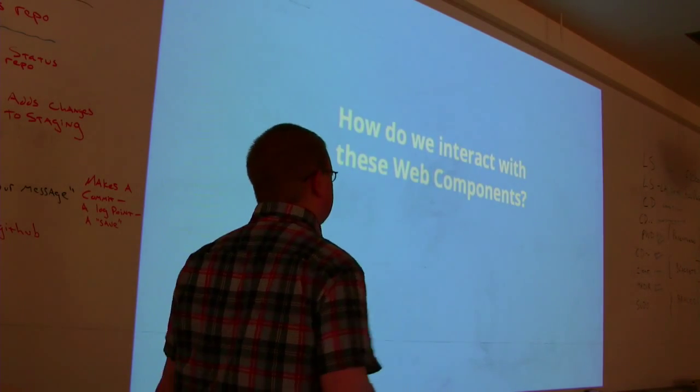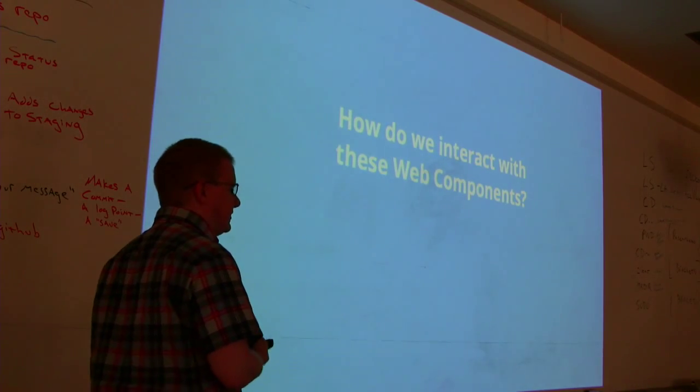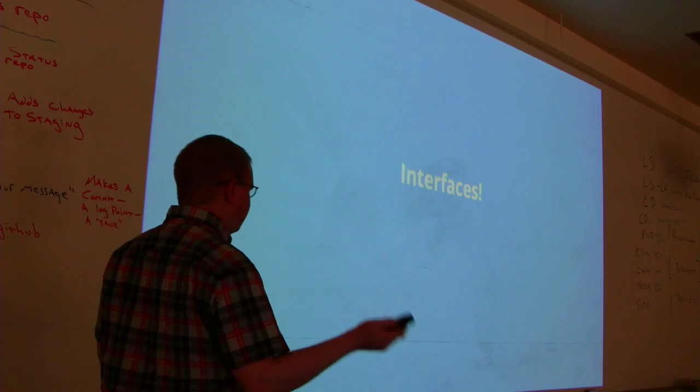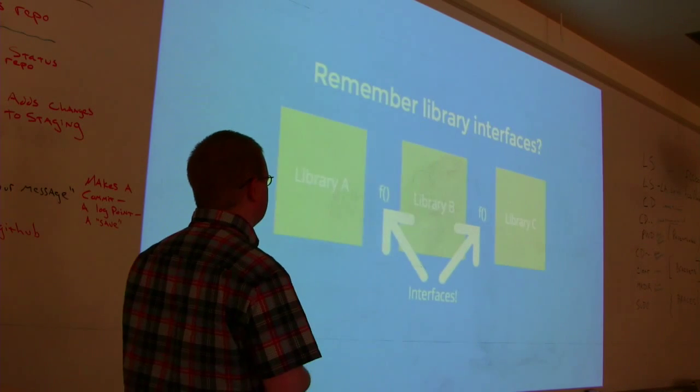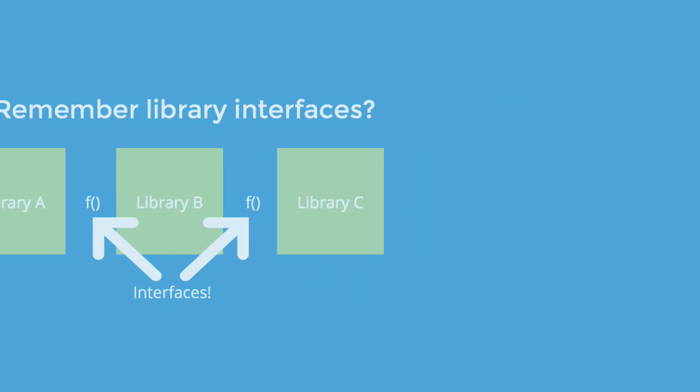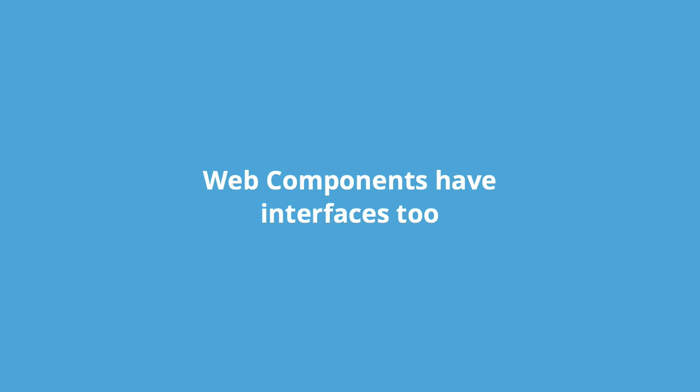How do we interact with them? How do we use them? How does one web component talk to another? How does the outside application talk to a web component? It's all about interfaces. So remember those library interfaces? Library A has a function, library B has a function, library C. Web components have interfaces too.